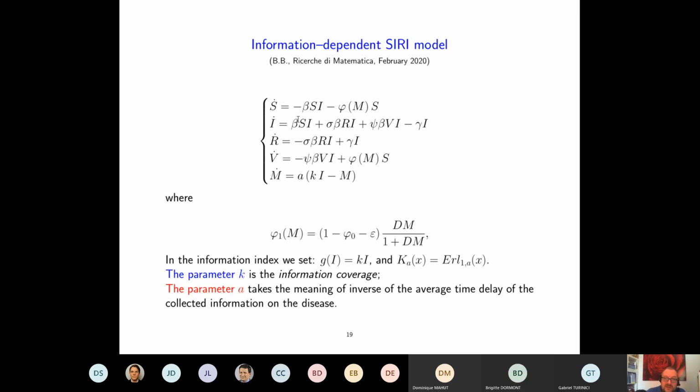So the information-dependent version of the SIRI model is this system of differential equations, where we are also considering, in this case, that the protective action is not fully protective. For example, vaccinated people may be infected with a reduced rate of infection, but may be infected in any case. Then we can set again the coupling with the Holling type 2 function. Again, in the simplest case, we can consider a prevalence-dependent message, and also a first order Erlang distribution, as we have done before. Again, I remind that the parameter k is the information coverage, and the parameter a takes the meaning of the inverse of the average time delay.